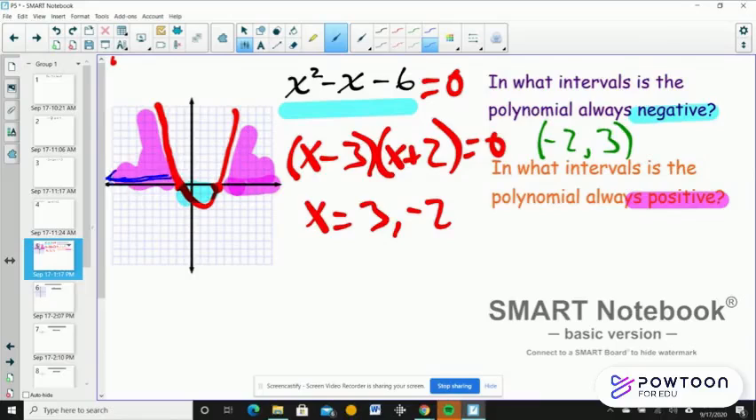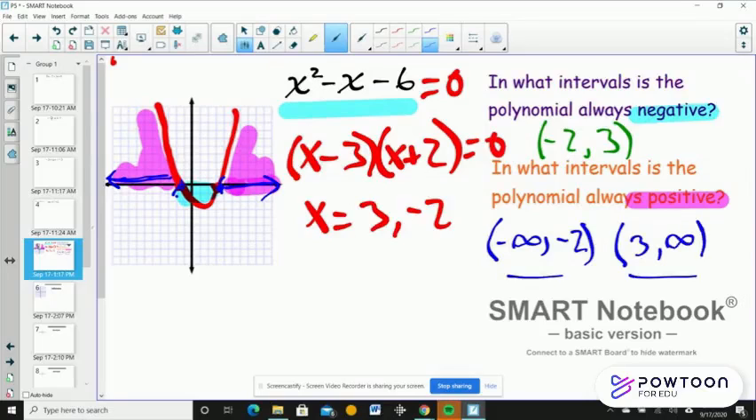And the intervals for when the polynomial is positive, that's these y values from here to here. So this goes out to infinity. So that interval starts at negative infinity and ends here at negative 2. And then it has a second interval this way that starts at 3 and goes to positive infinity. So those are my two positive intervals.